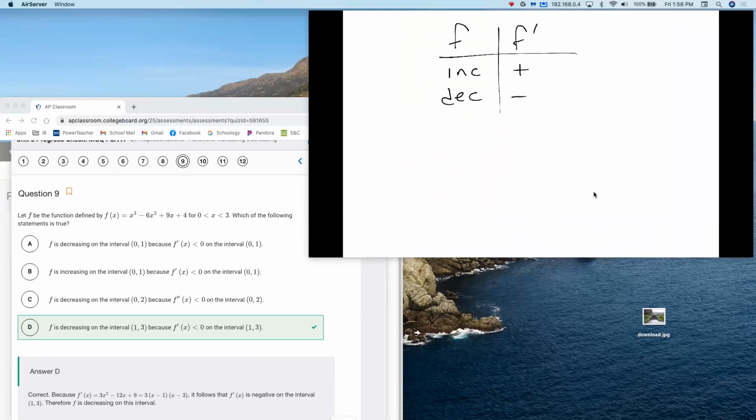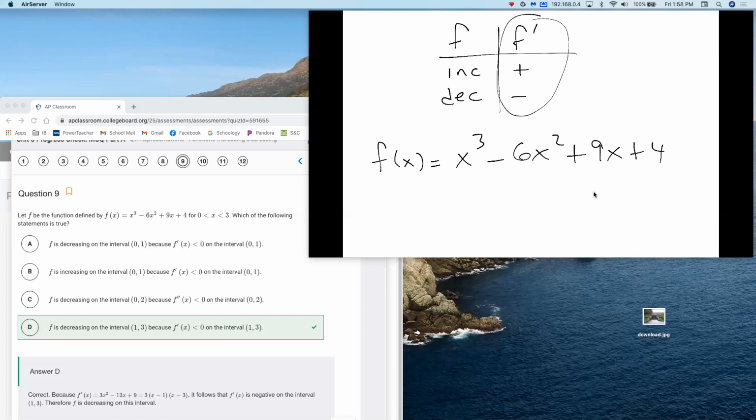Now, if you look at that, maybe that means you can throw out C for an answer right out of the gate. Now, I know that you know D is the answer because I put it up there. But here's how you would do this: you'd say, I really need this information to make my conclusion. So if f of x is equal to x cubed minus 6x squared plus 9x plus 4, then f prime of x is going to equal 3x squared minus 12x plus 9.